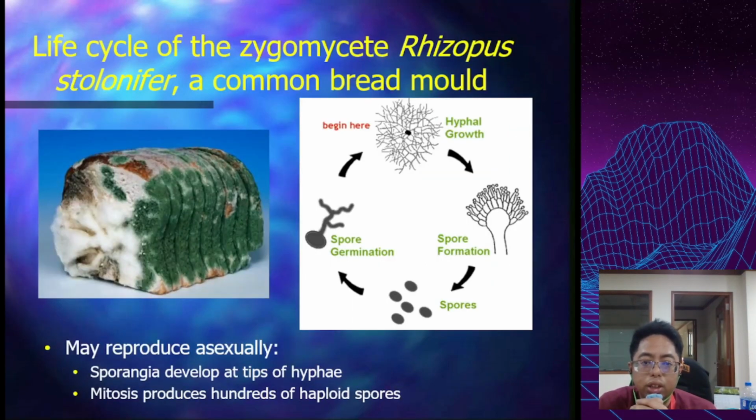Next will be the Zygomycetes, Rhizopus stolonifer. This is the common bread mold. So this common bread mold can reproduce asexually. Sporangia will develop active hyphae. Mitosis will produce hundreds of haploid spores.